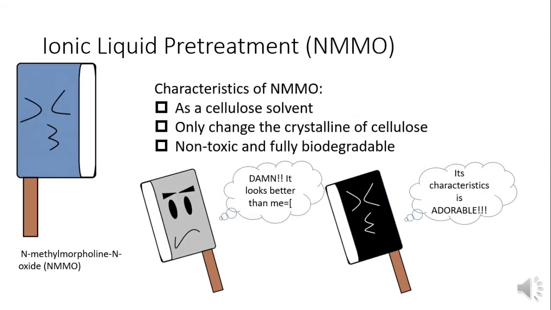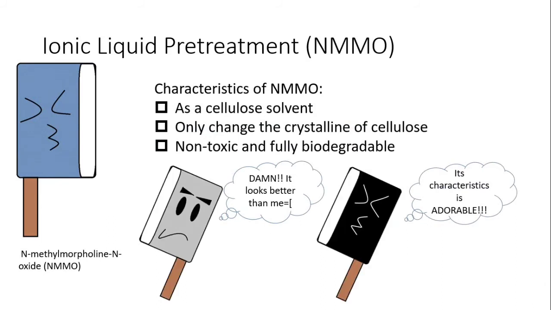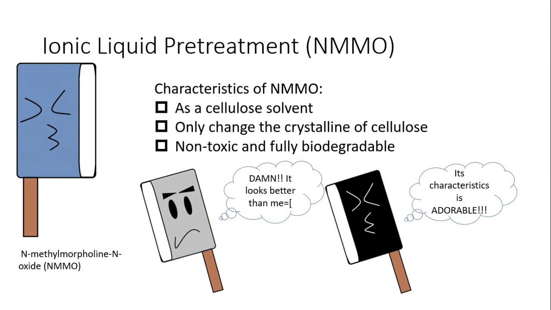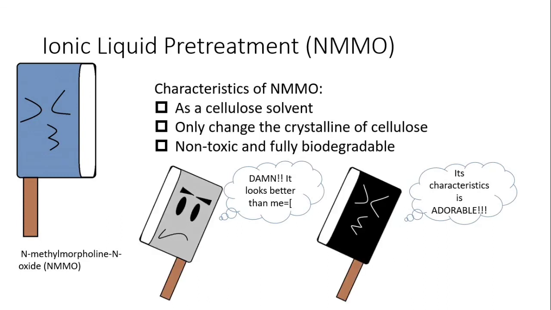NMMO is one of the cellulose solvents used in the industrial cellulosic fiber spinning process because up to 30% of cellulose dissolves in it. Better than the acidic pretreatment method, NMMO would only change the crystallinity of cellulose but not degrade the cellulose. Better than the alkaline pretreatment method, NMMO is non-toxic and fully biodegradable with moderate working conditions.